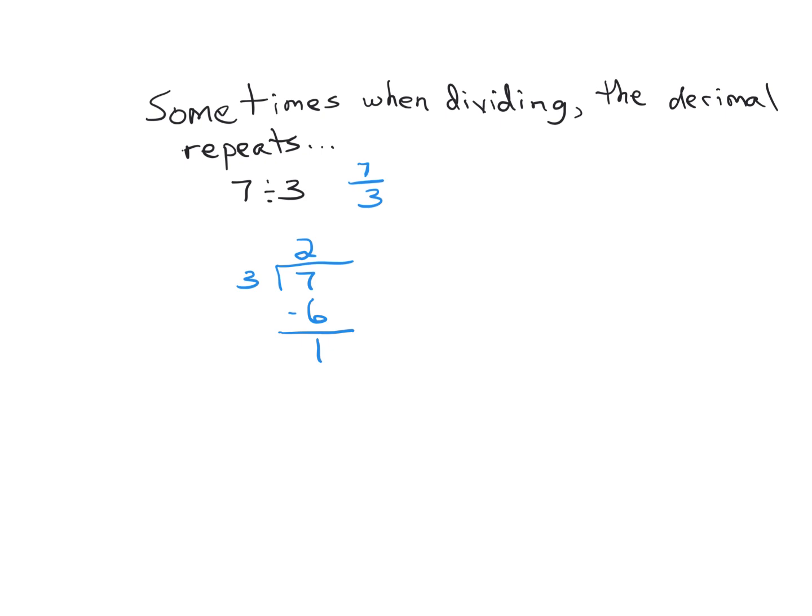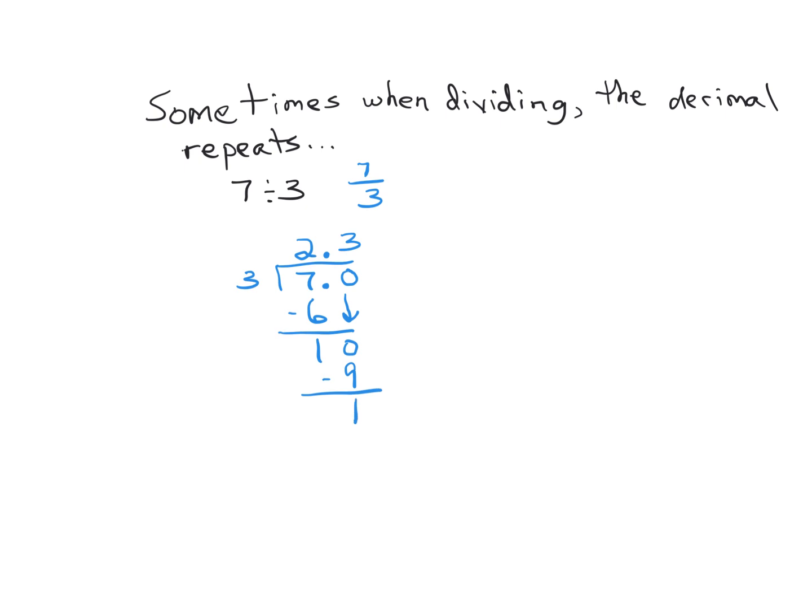Now, I could say it's 2 with a remainder of 1, but I can also just change it to a decimal. And the way to do that is to put down a decimal point, add a 0 to the number, which doesn't change it, and bring down that 0. Then, how many times does 3 go into 10? 3 goes into 10 3 times. Now, I need to put the decimal straight up, and 3 times 3 gives me 9. I'm going to subtract again. 10 minus 9 gives me 1.